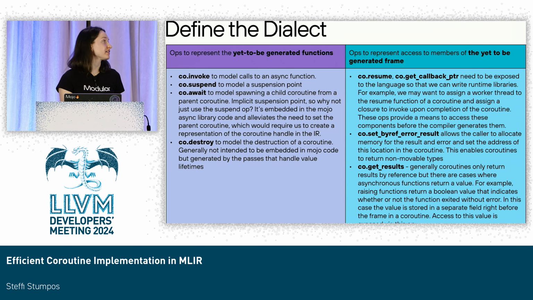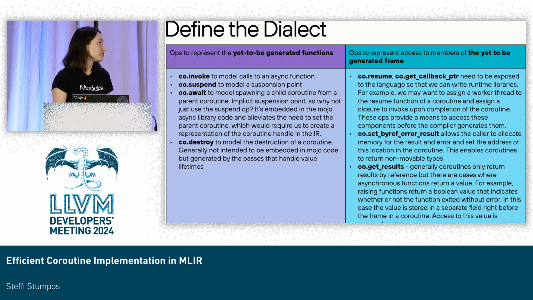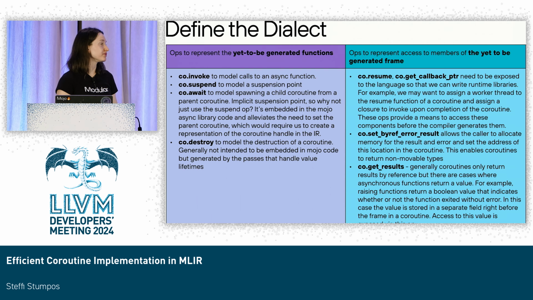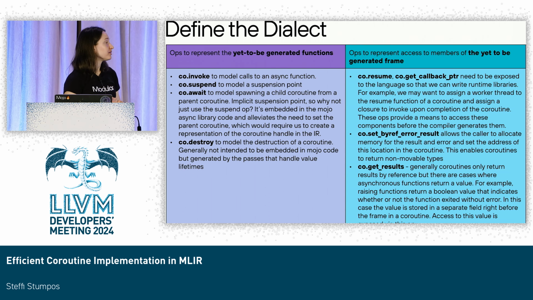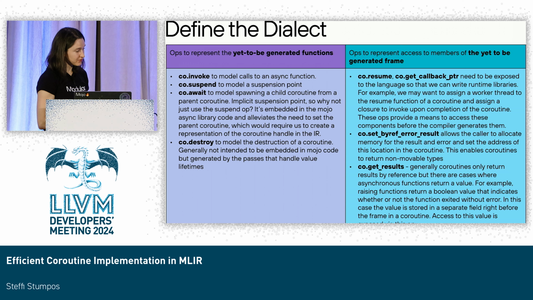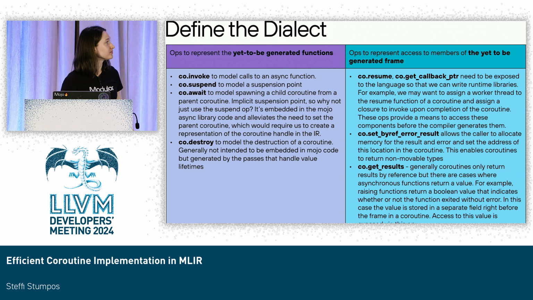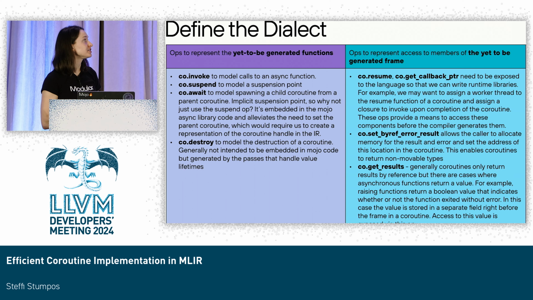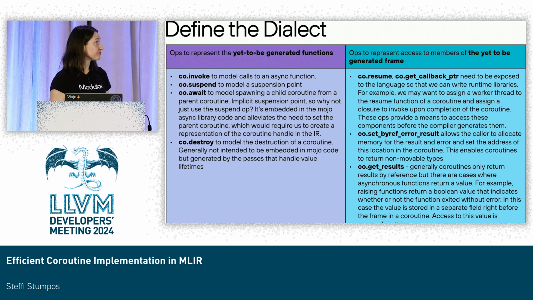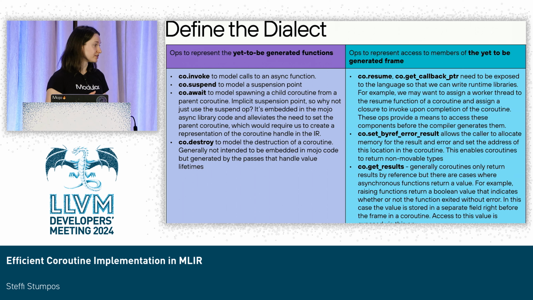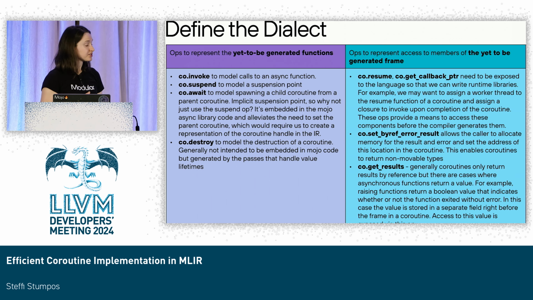So here's the dialect that we designed. I've divided it into two categories. So kind of have two things that we're generating. We have the functions, then we have the frame. I'm going to focus on the abstractions of the function and not go into the frame operations. The frame operations are for accessing elements that are stored in that generated frame, and they're really important for writing runtime libraries or supporting error handling, but that's outside the scope of this talk.